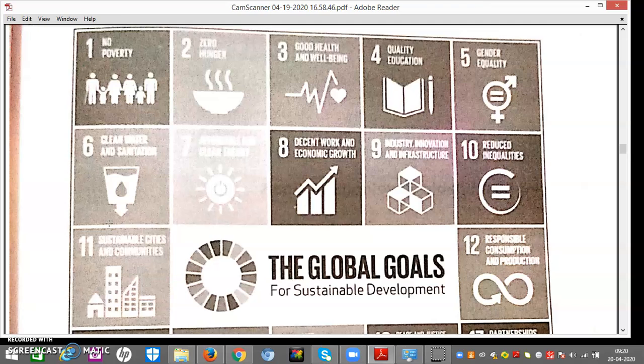Number two, zero hunger. This is very important as a lot of people are sleeping hungry at night, and even during the daytime they don't have food. So, it is sustainable development that owes the resources, as nature and the environment produce food, so there is the right of each and everyone to food.